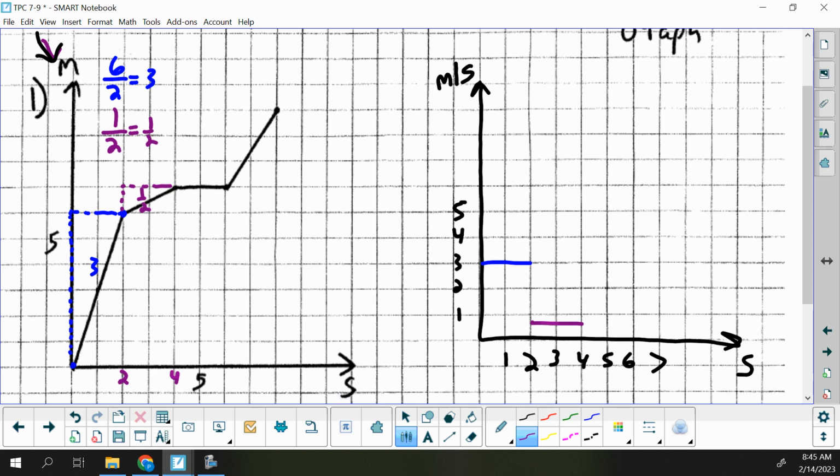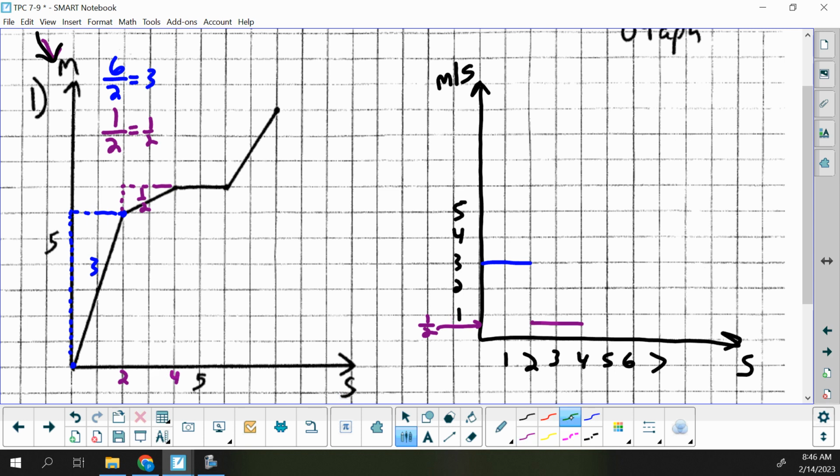Now, anytime you've drawn in a velocity and it is not at an integer value, you need to label on your y-axis what that value is. Because if you just draw it in, we don't know, is it a half, is it 3/5, is it 2/3? So you need to label it on your y-axis when it is not an integer.